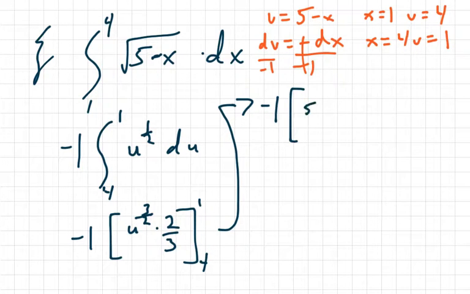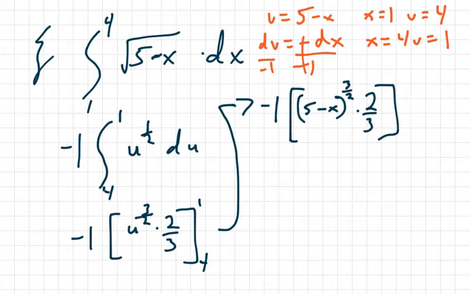5 minus x to the 3/2 times 2/3. And now I'm going to put the x values back where they belong. So 1 and 4, because we're now talking about x. So here we go. Let's take this whole thing, -1, and let's try and simplify this.